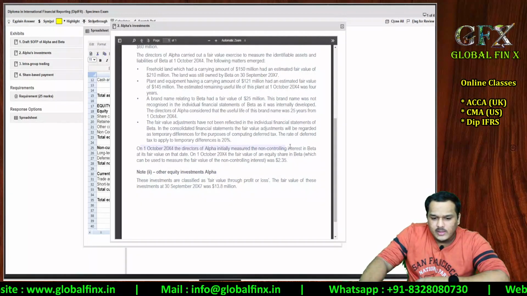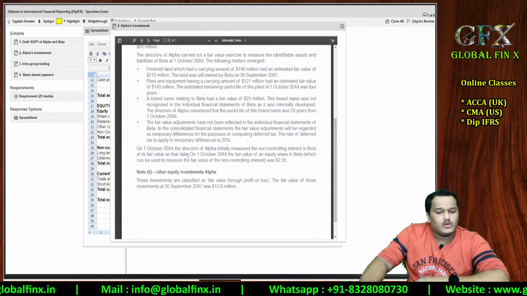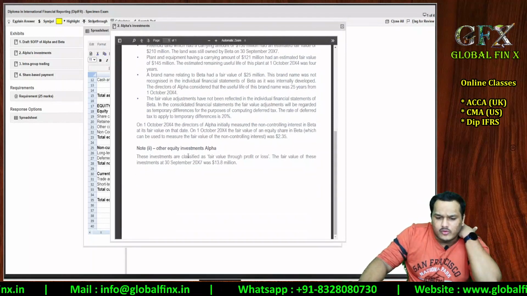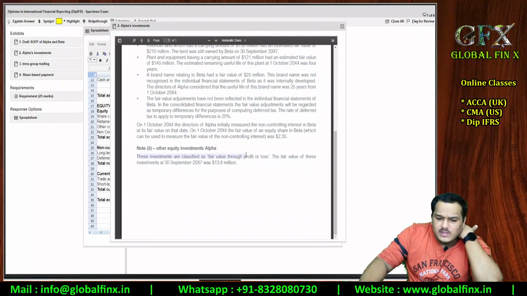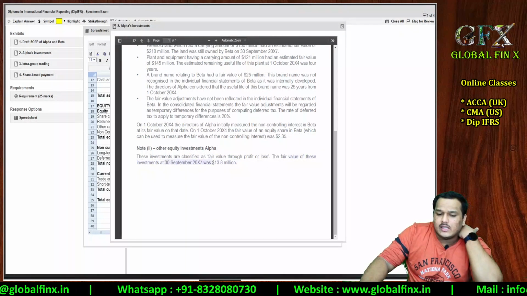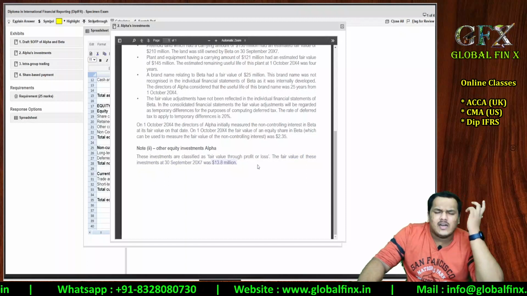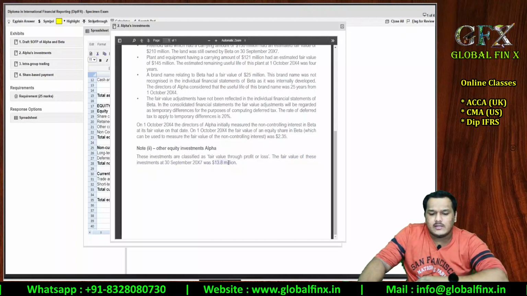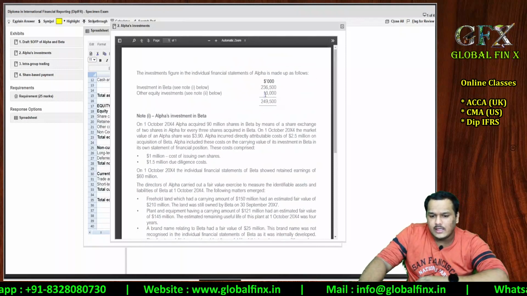Okay. On 1st October, the directors of Alpha initially measured non-controlling interest at its fair value. Okay, they are following the fair value method of goodwill. So we'll go with that. Okay. Other equity investments in Alpha, these investments are classified as fair value through P&L. The fair value of these investments at 30th September was 13.8 million. So it is a fair value through P&L instrument and fair value on the reporting date is 13.8, whereas fair value on the acquisition date is 13 million.